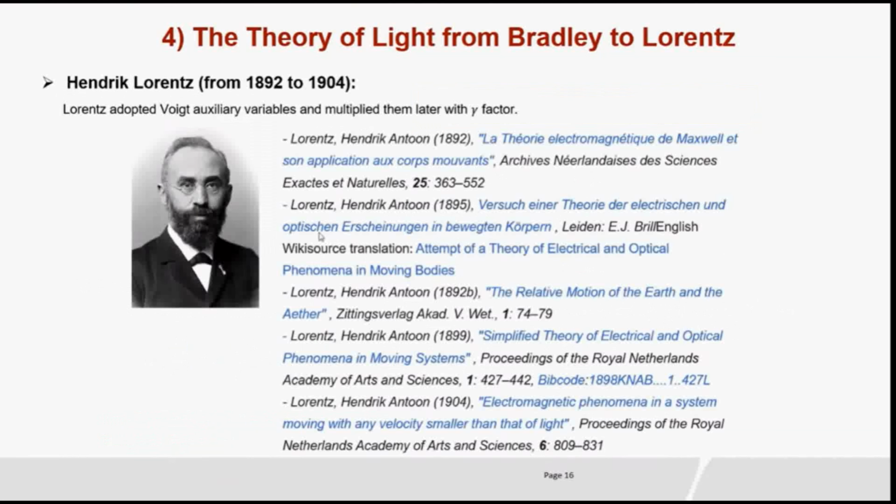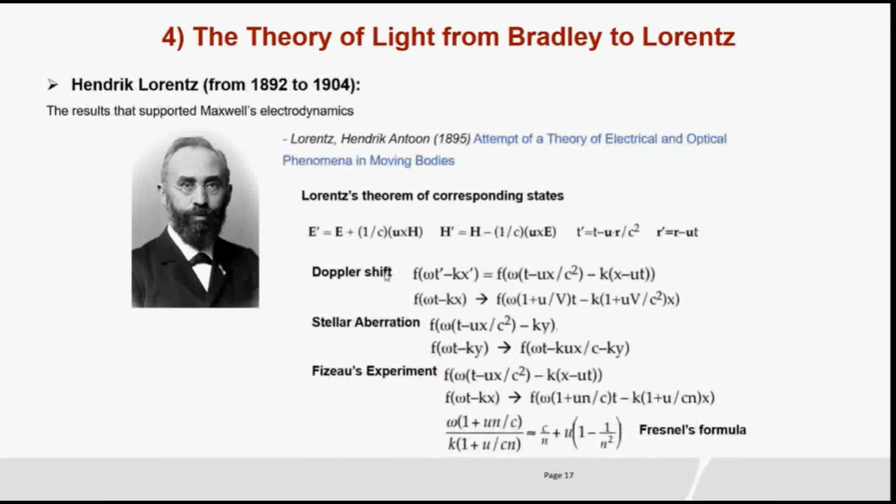Then you have Lorentz, who worked from 1892 to 1904 on electromagnetic theory when you have an object in motion. Lorentz adopted Voigt's auxiliary variables, and he multiplied them later with a gamma factor. So in the beginning, in the first papers here, he didn't multiply, but after that he multiplied with a gamma factor. So you have from 1892 to 1904. So let's look at this one. You can see here how he used the Voigt idea of the auxiliary variables.